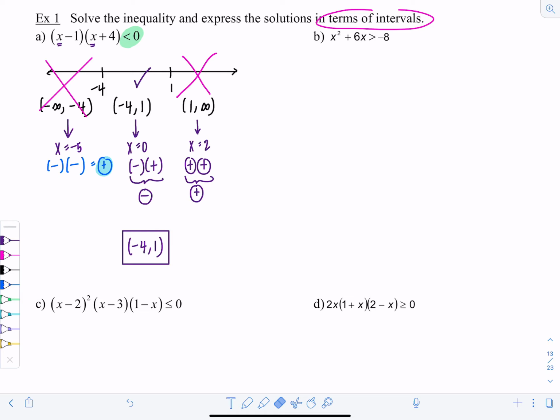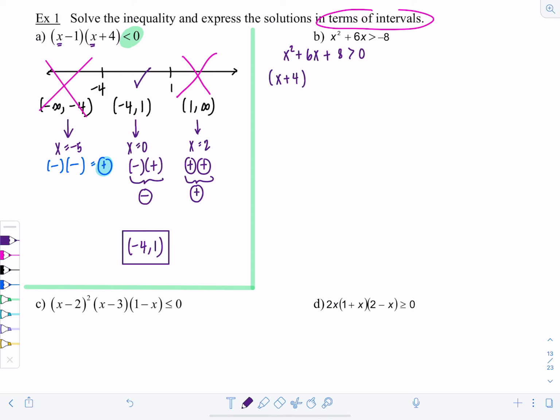Okay, let's look at another example. This one we have a little more work to do because remember we need a 0 on one side of the inequality. So we have to move that -8 over to the other side. So we have x squared plus 6x plus 8 is greater than 0. And then this one factors, how fantastic. So we have x plus 4 times x plus 2 is greater than 0.